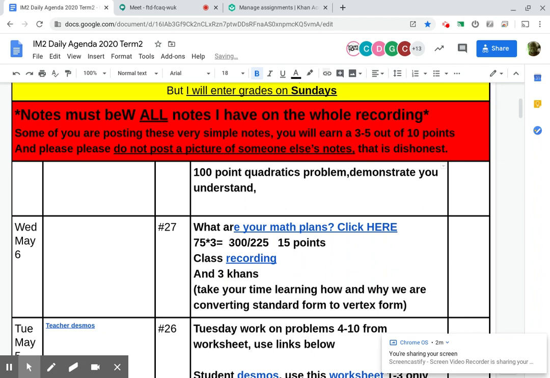Exactly, because it shrinks this down to 15. Now this 100 points is not going to get shrunken. It'll stay there. Most of you will get 100 even if you make little mistakes, because you're just demonstrating to me you understand. I'm not going to grade every little detail of your demonstration.